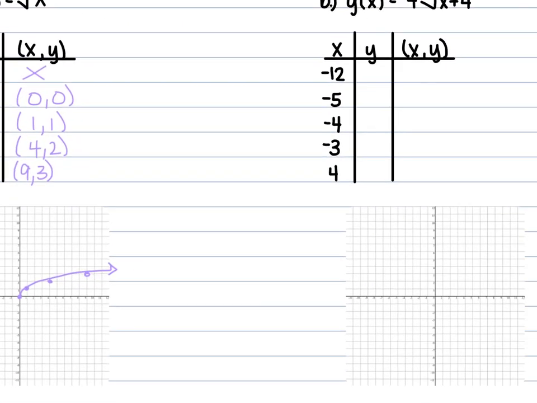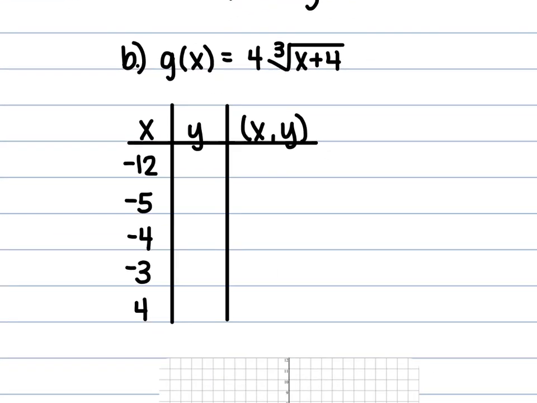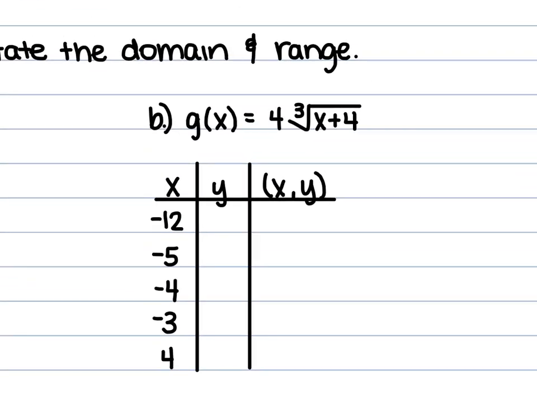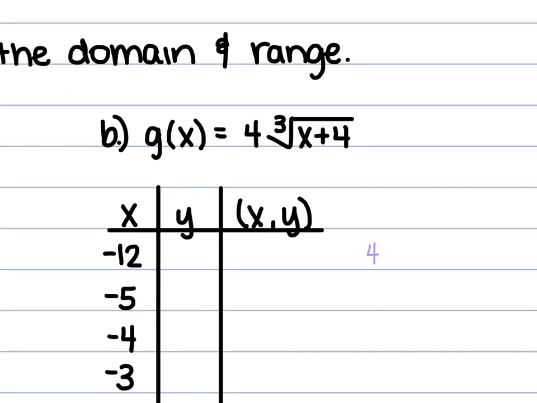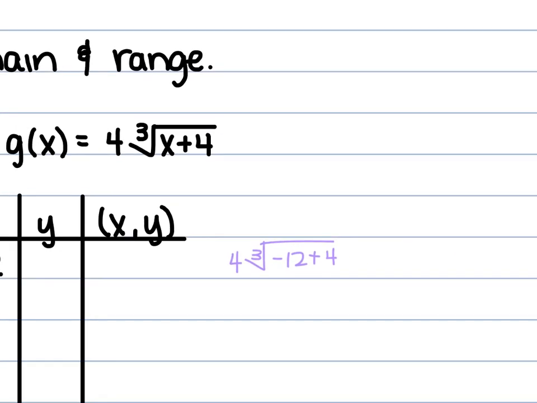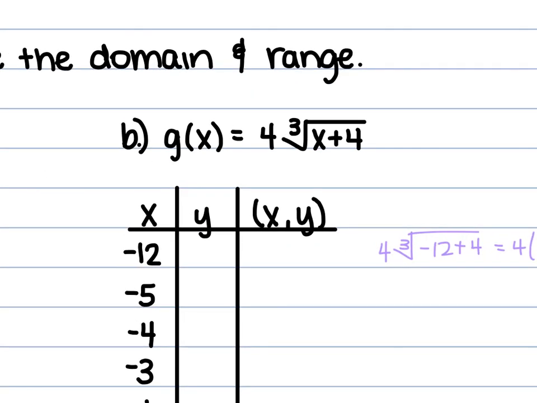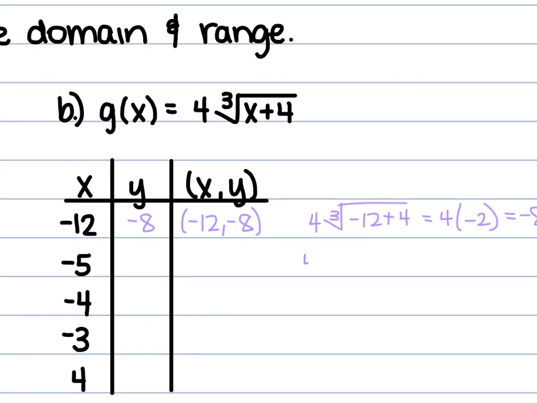For our cube root functions, we have -12, -5, -4, -3, and 4. For -12, we're going to plug that in. We're going to have 4 times the cube root of -12 plus 4. That's the cube root of -8. That's 4 times -2, which is -8. So this is going to be the ordered pair (-12, -8). For the -5, we're going to have 4 times the cube root of -5 plus 4. That's the cube root of -1, which is -1, so that's 4 times -1. That's -4. So that's going to be the ordered pair (-5, -4).